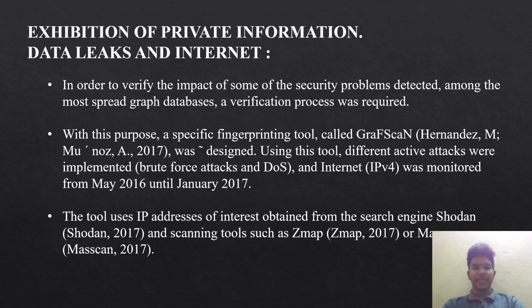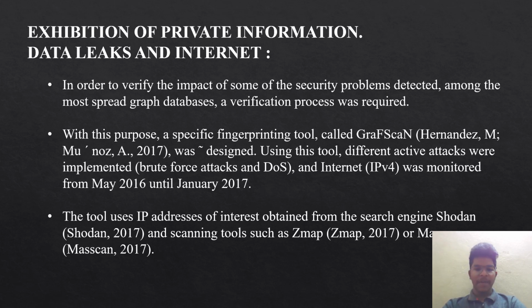Exposure of private information, data leaks, and the internet. In order to verify the impact of some of the security problems detected among the most widespread graph databases, a verification process was required. For this purpose, a specific fingerprinting tool called GraphScan was designed. Using this tool, different active attacks were implemented and the internet was scanned from May 2016 until January 2017.